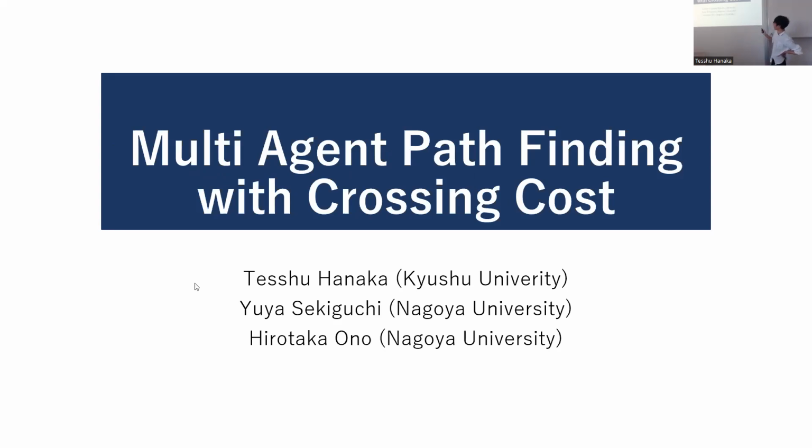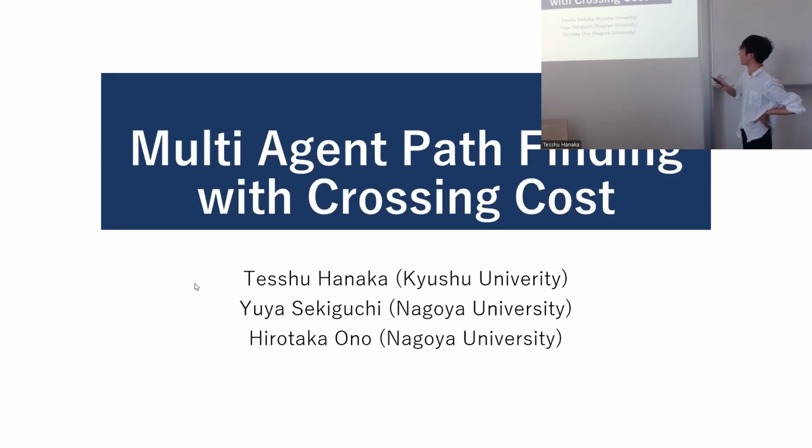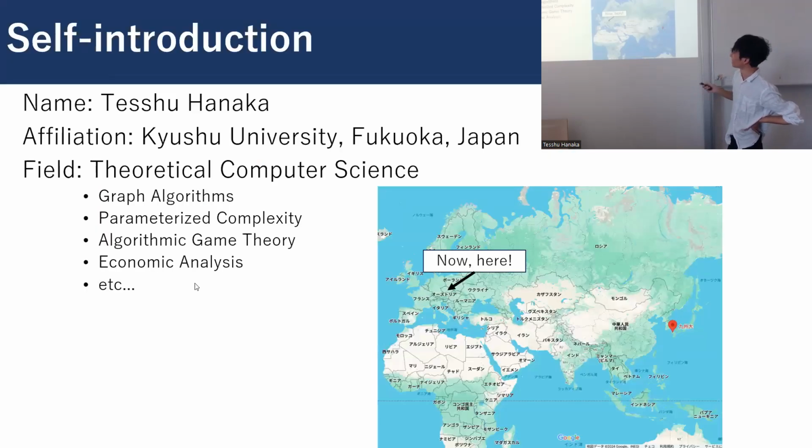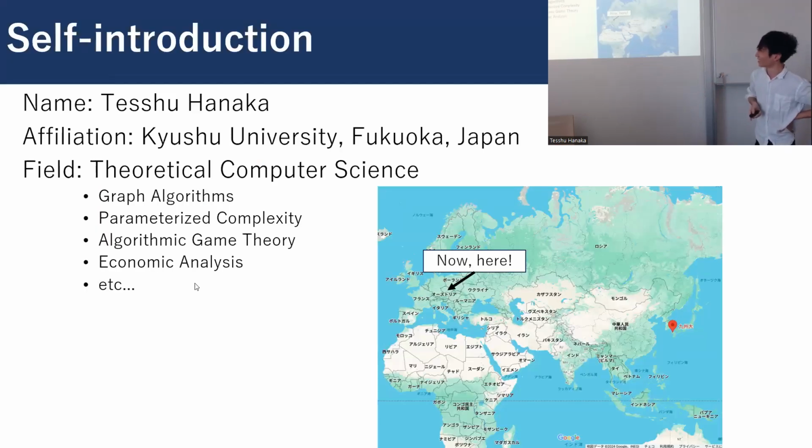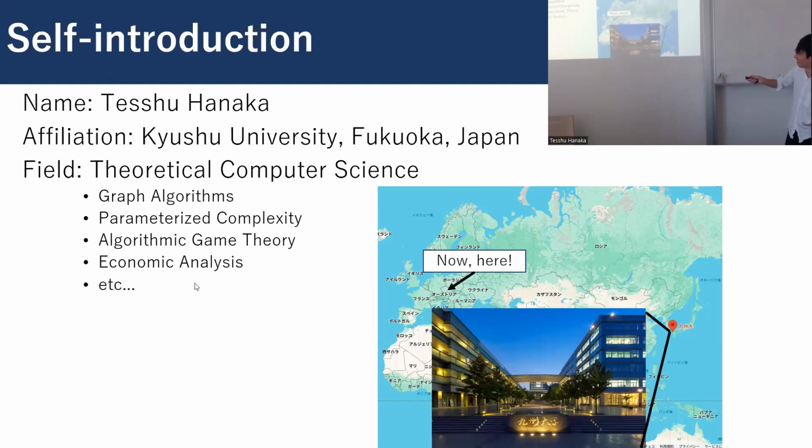Before giving the presentation, I'll give a short self-introduction. My name is Tesshu Hanaka from Kyushu University, Fukuoka in Japan. Kyushu University is located here. This is Japan, and my university is located on the southern island of Japan. I have a photo; I think it is a very beautiful photo of my university.